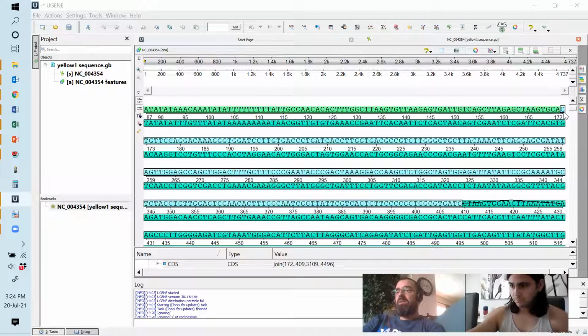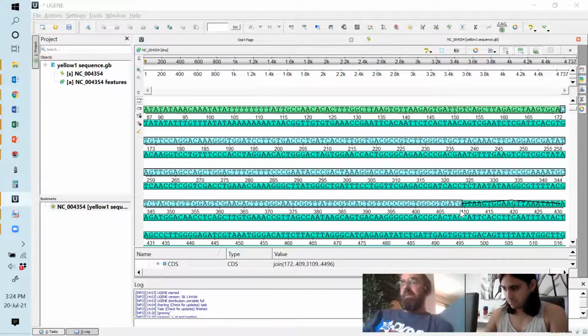And so here you can see that mutated start codon. The first codon of exon 1 is CTG. It should be ATG. And this light bluish color is exon 1.